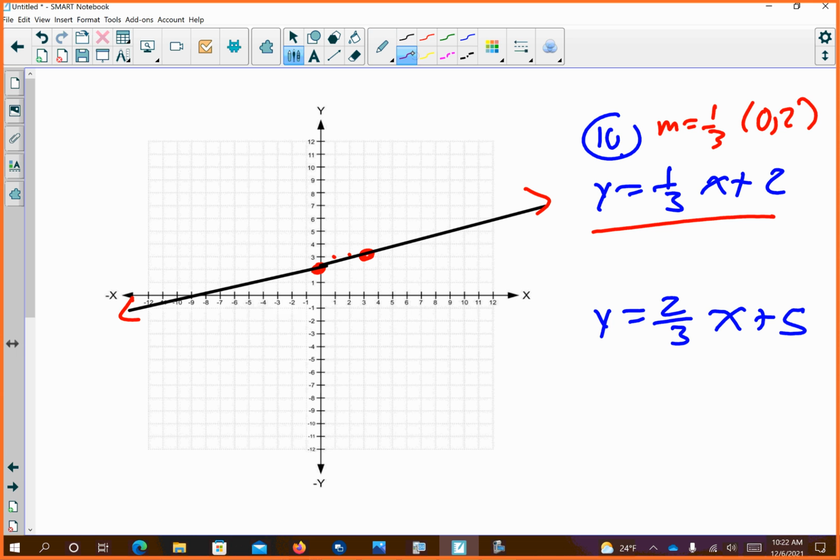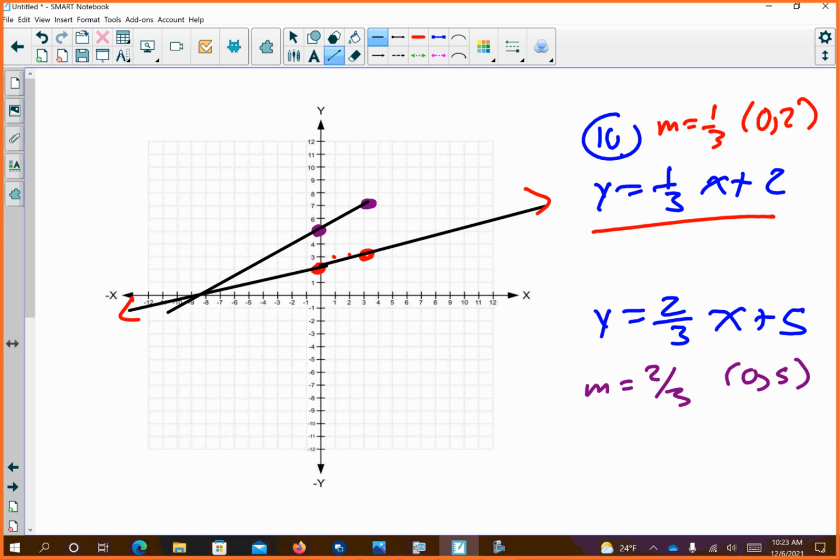And then I'll do this one in purple. I have a y-intercept of (0, 5), which is up there, and a slope of 2/3, so up 2, right 3. Okay, so I think we would have done that right. It looks like (-9, 0) would be our solution, and we could verify that by plugging it in.